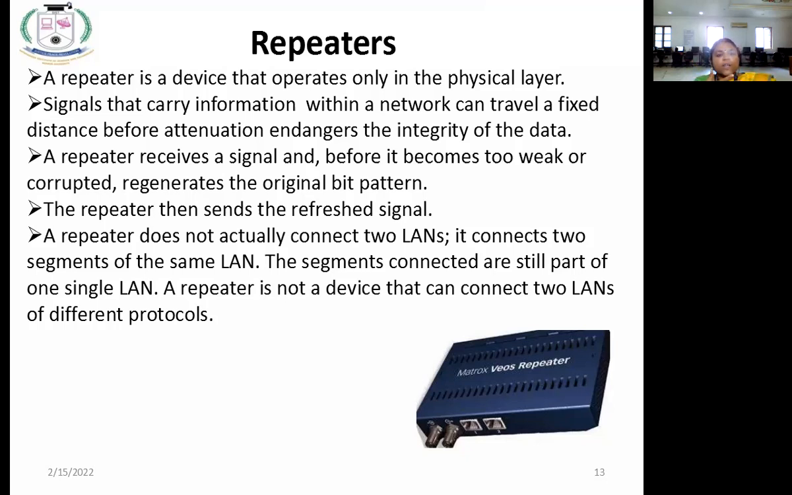What actually is done in the repeater? It is going to receive the signal, and before the signal becomes very weak or gets corrupted, it just repeats what it has received to the next site. Okay, so that is the work done by a repeater. It's mainly meant for increasing the length of the Ethernet.